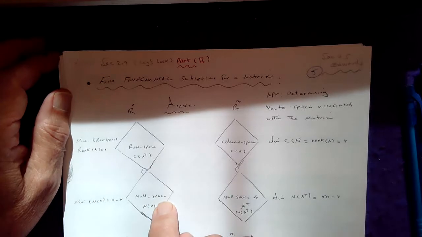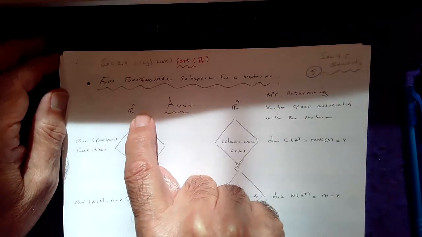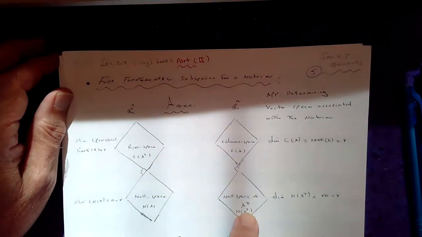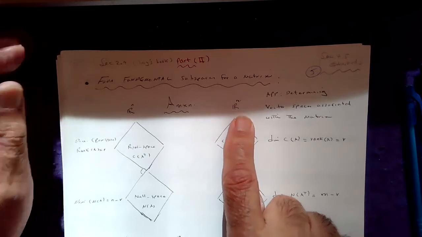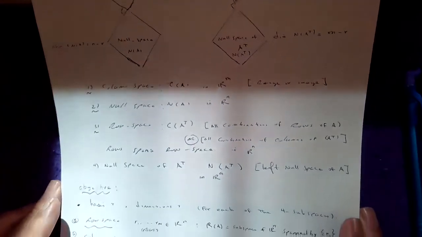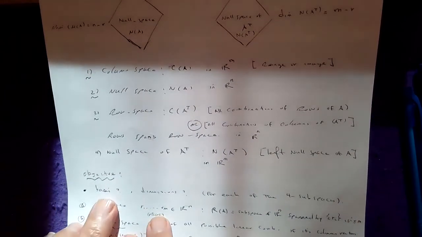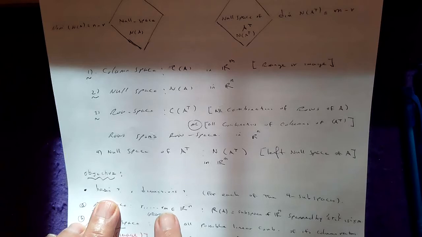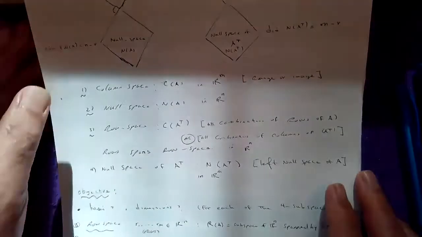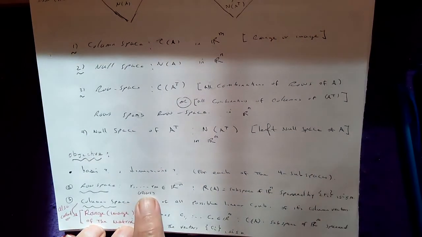Keep in mind, once again, row space and null space are subspaces of Rn, and column space and null space of A transpose happen to be subspaces of Rm. So what's the objective of this section? The objective is to find a basis for, particularly, the row space and column space of a matrix and determine their dimensions. Before we do that, what is a row space?